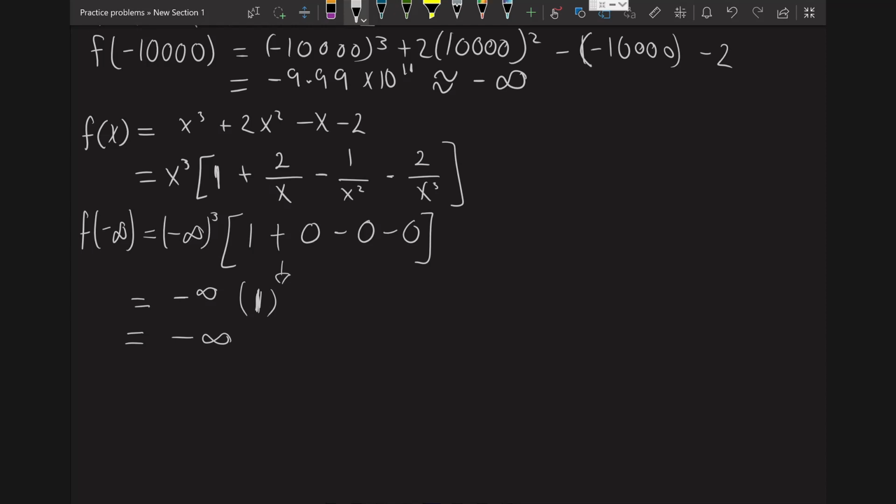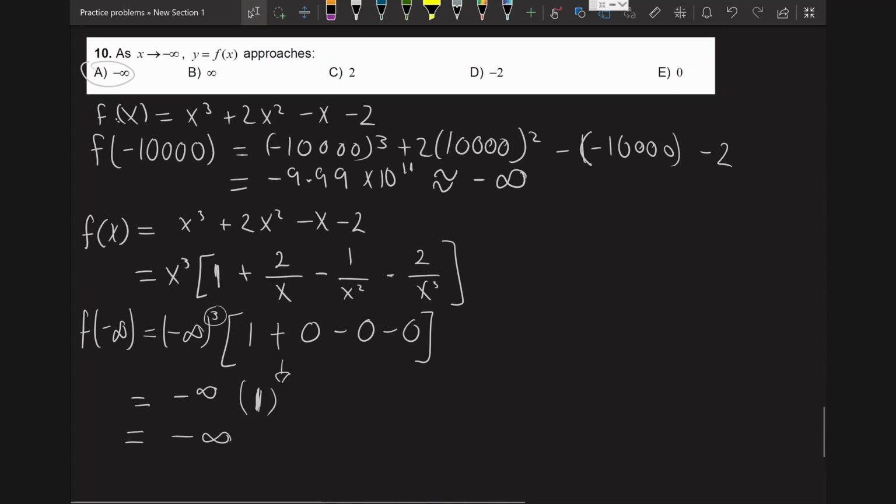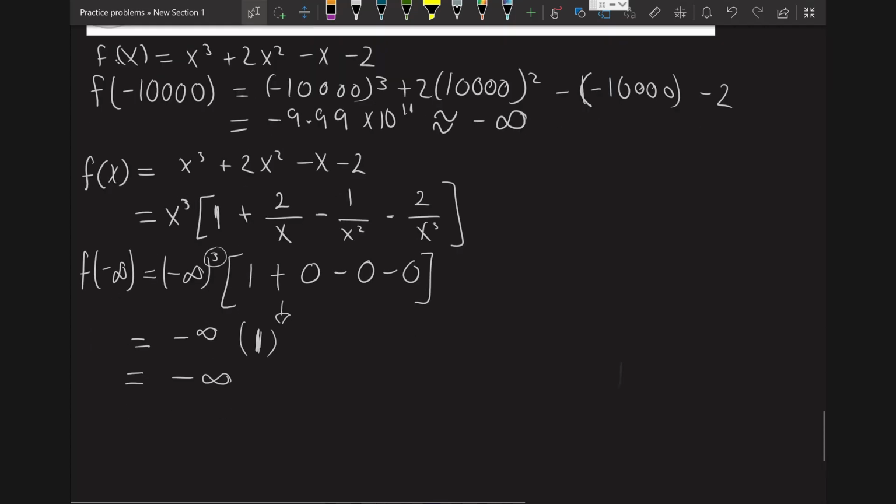So you just want to be aware when you're using this method to keep track of your power, because it might change the sign of your answer. So again, 2 methods. The answer is negative infinity.